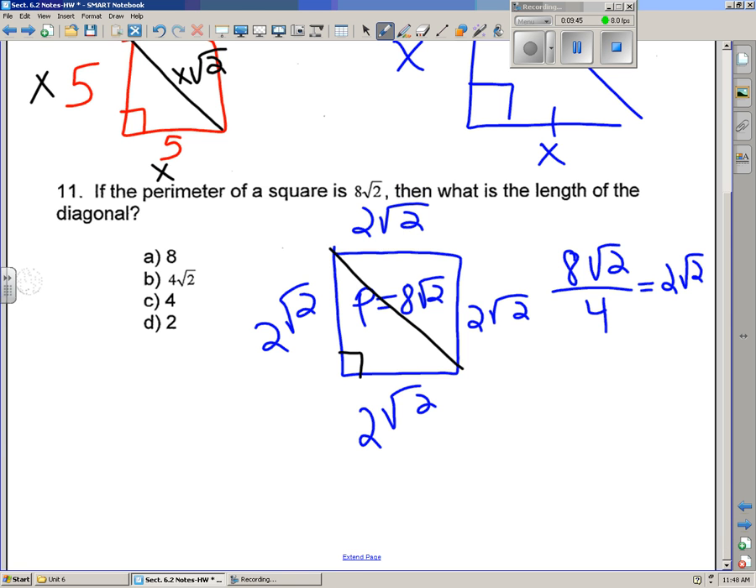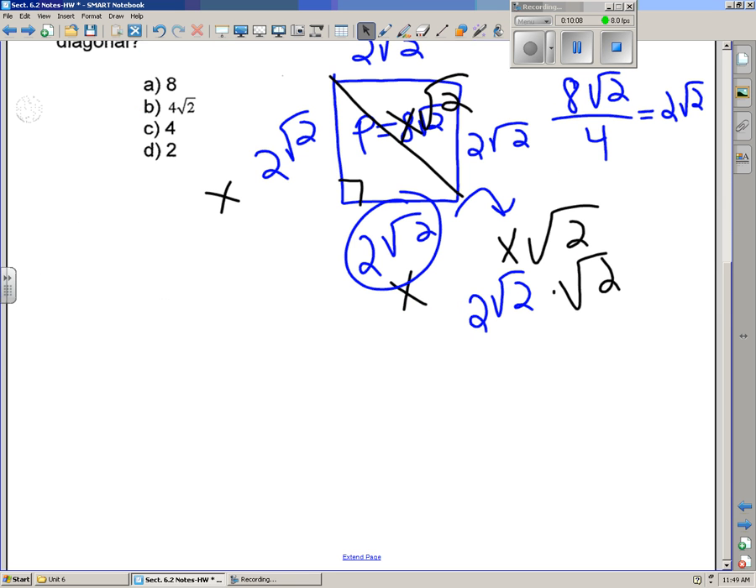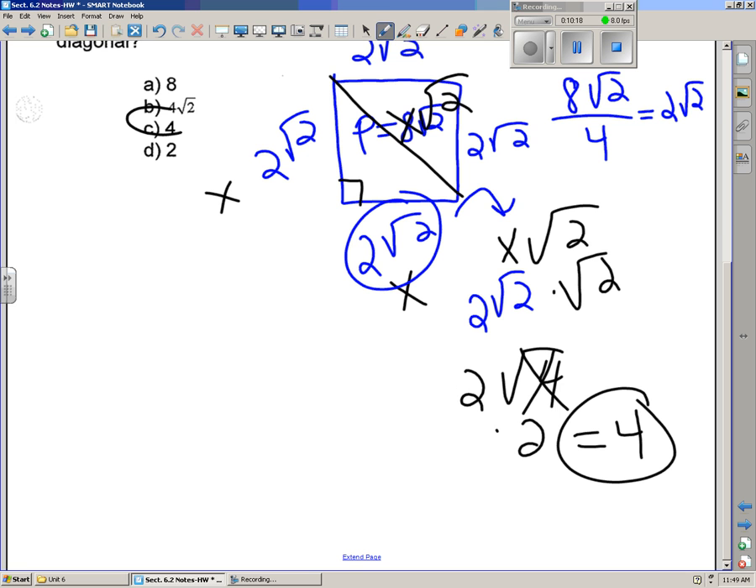Here's my right angle. The legs take length of x. The hypotenuse takes x rad 2. So if my legs are already 2 rad 2, and I'm trying to get to x rad 2, I am going to have to multiply my leg 2 rad 2 by a rad 2. What I come up with here is going to be 2 rad 4, or just 2 times 2, and my diagonal is going to be 4.